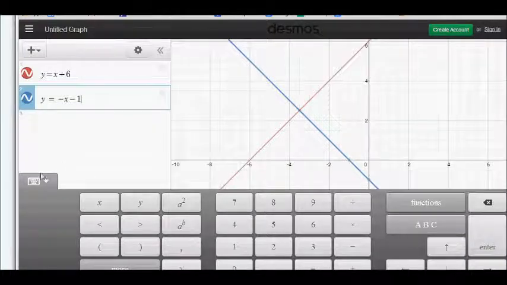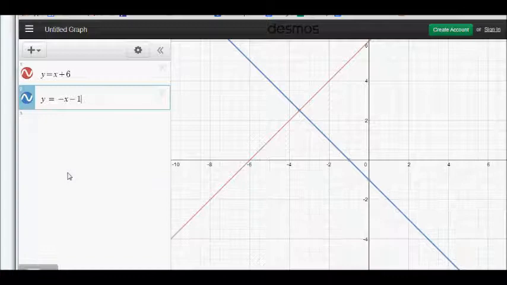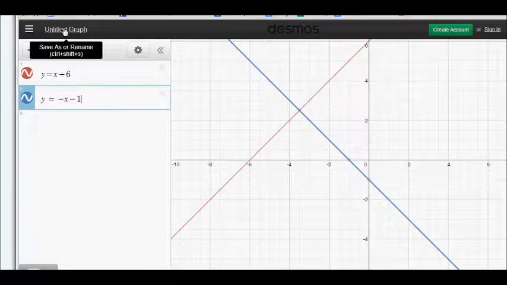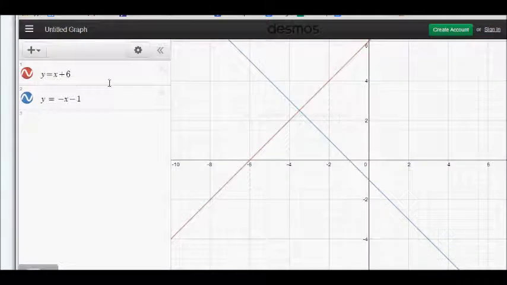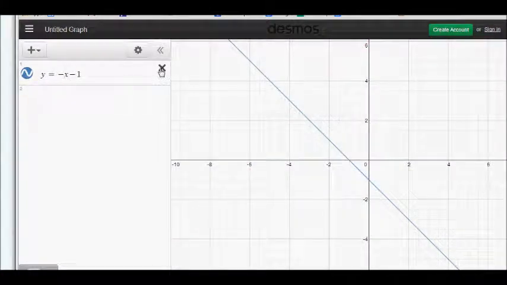Okay, to do a new one, now let me see if I can remember how to graph a new one. I'm going to go ahead and get rid of these.